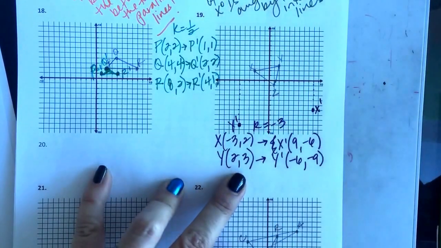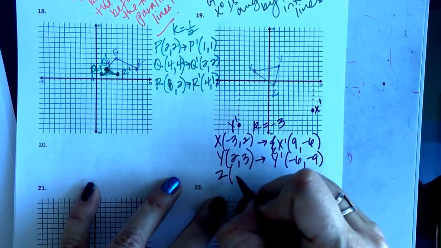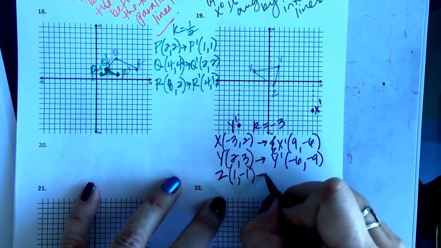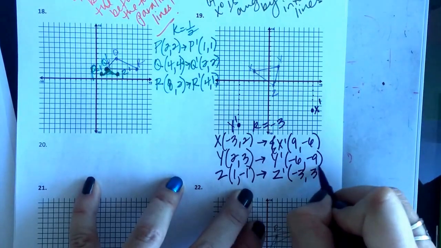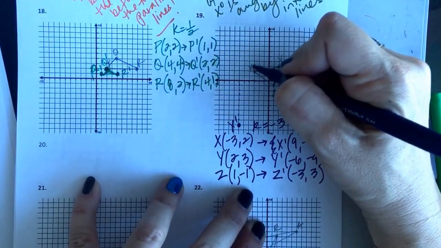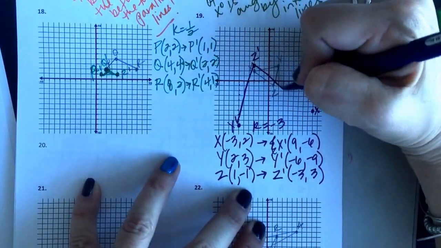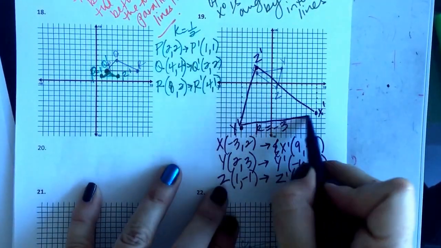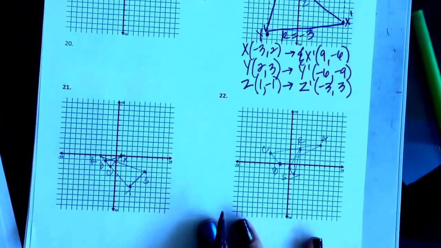There's Y prime. It's getting bigger and it's turning. Z is sitting at 1, -1. Under K equals -3, Z prime is going to be -3, 3. There's Z prime. It got 3 times bigger and it turned 180 degrees.